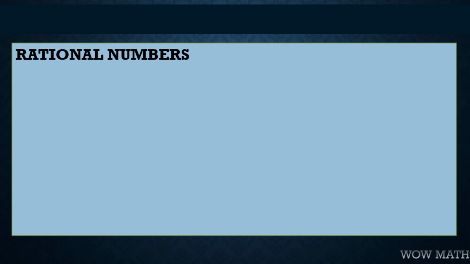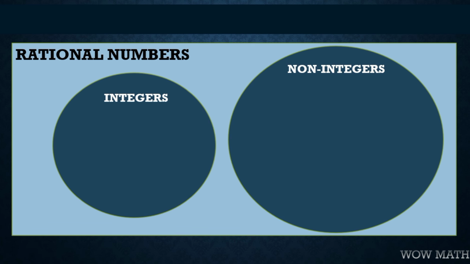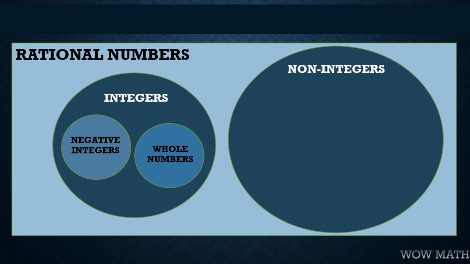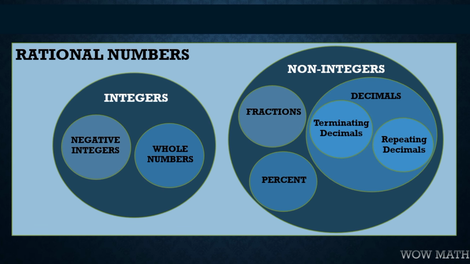So first, let us illustrate rational numbers and the family of rational numbers using a Venn diagram. So, this is the family of rational numbers. We have integers and non-integers. Under integers, we have negative numbers and whole numbers, which include zero and positive numbers. Now, for non-integers, we have fractions, percent, and decimals. Under decimals, we have the terminating decimals and the repeating decimals. So this is how we illustrate rational numbers, or the family of rational numbers, using a Venn diagram.